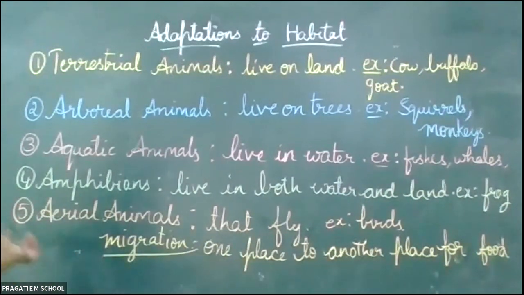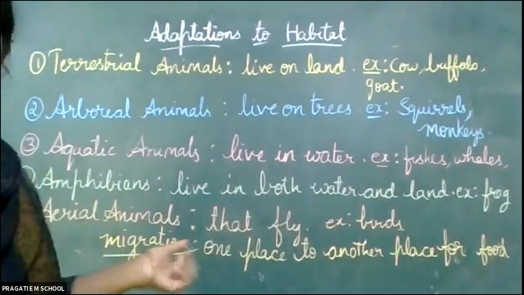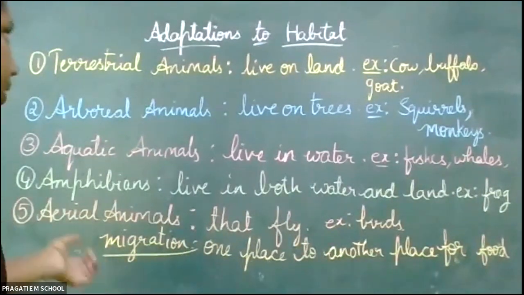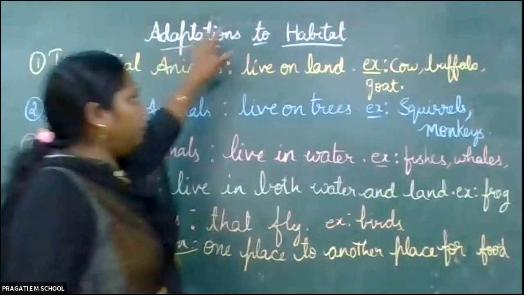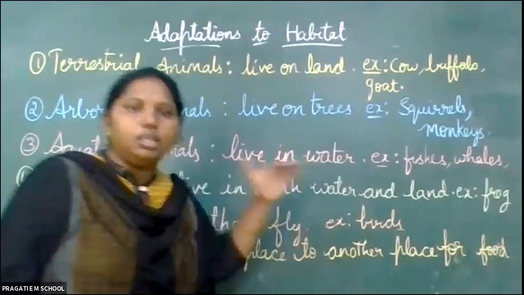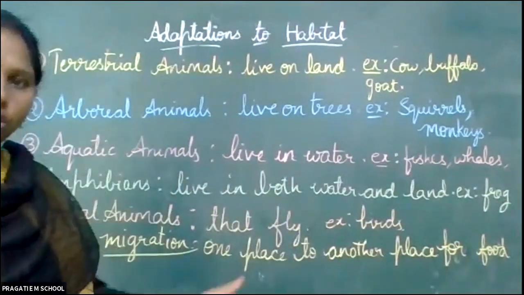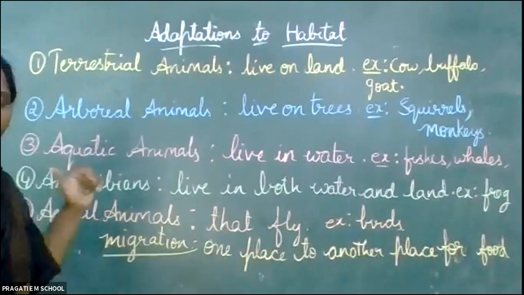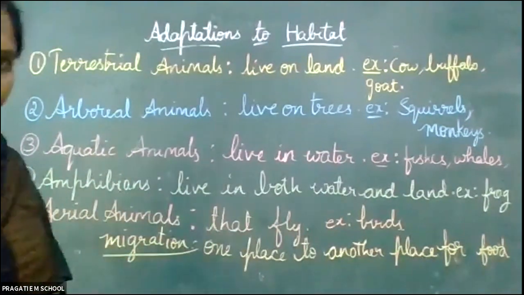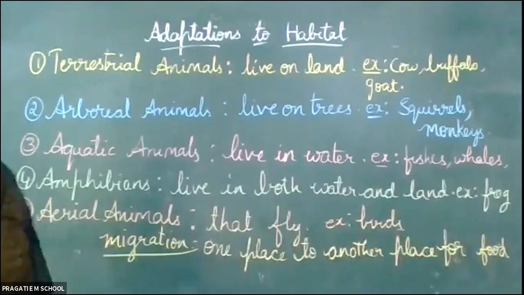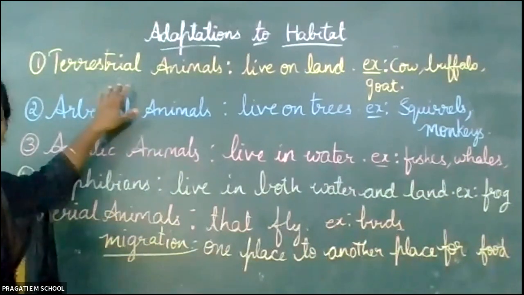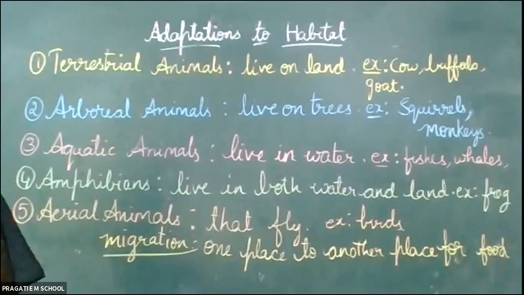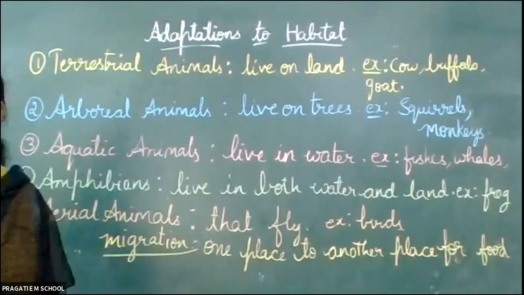Up to here, all of you completed? Completed, children? Okay. From the starting onwards, again I will revise. Listen. Our topic is adaptations to habitat. It means the place where animals want to live, a particular place, we call it a habitat. There are some animals which are suitable for a particular place. First one is terrestrial animals. What is meant by terrestrial animals?